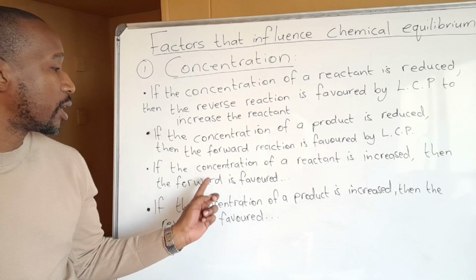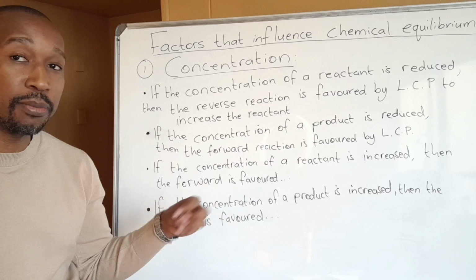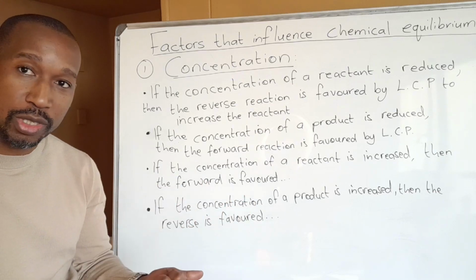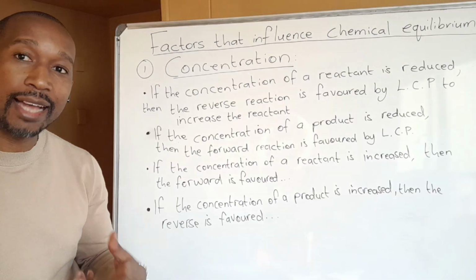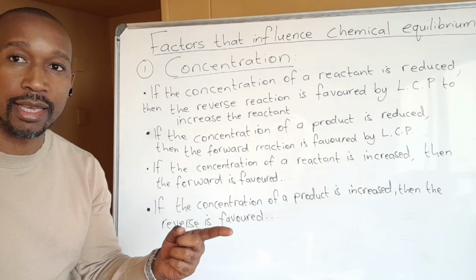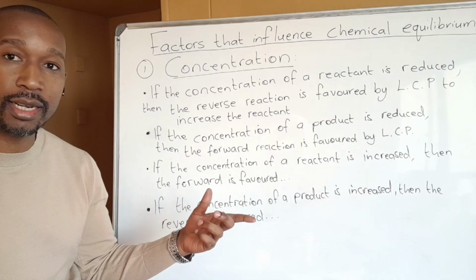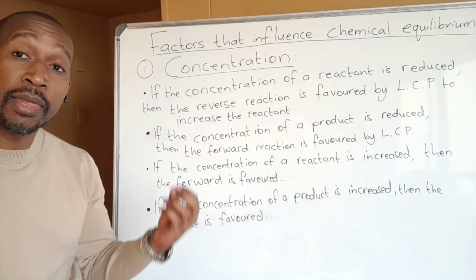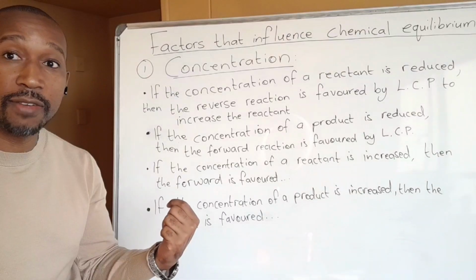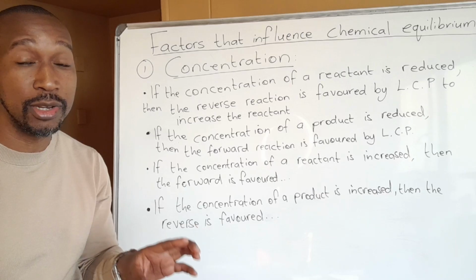Similarly, if we increase the concentration of the reactants, that means that the reactants need to reduce. So more of them will react to give us more products. So the forward reaction is favored in that case. Then in the case where the product concentration is increased, we would find that the reverse reaction is favored in order to reduce the amount of products present in that particular system.